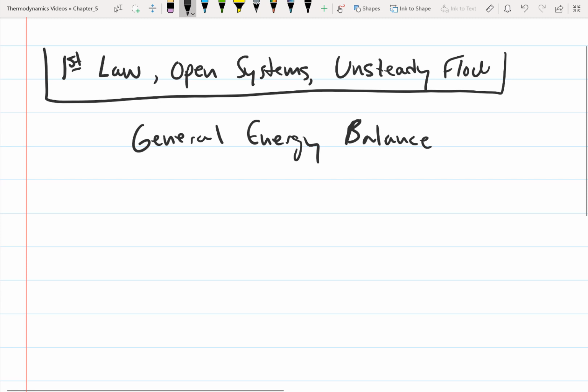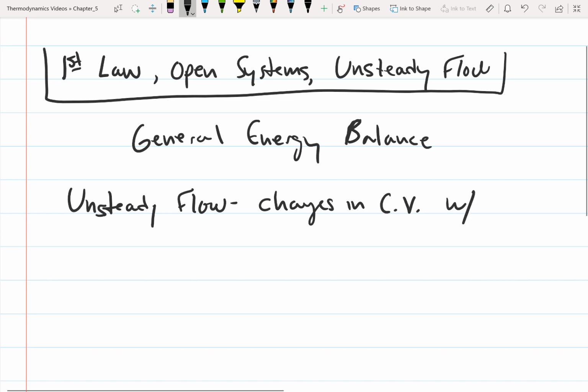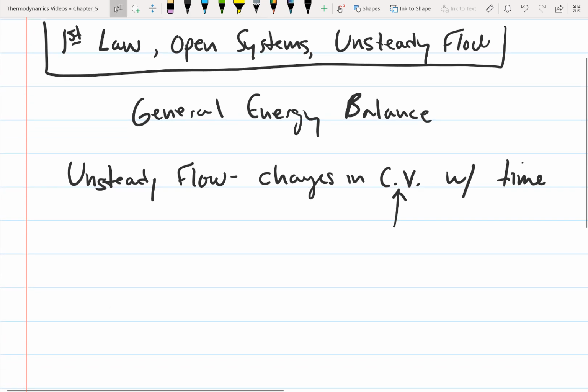So unsteady flow means that there's changes in the control volume with time. And by now, I think that you should have a pretty good idea of what a control volume is, but just in case, the control volume is the area of interest that we're looking at.